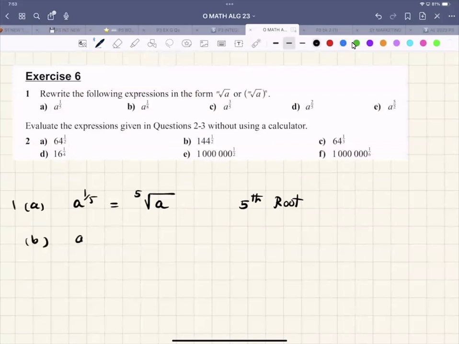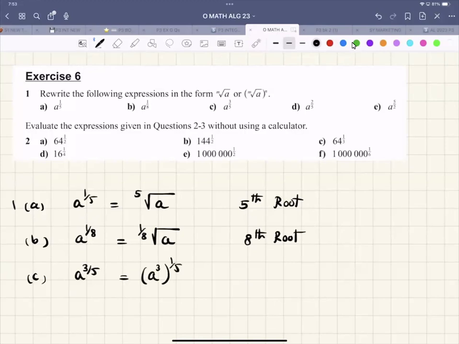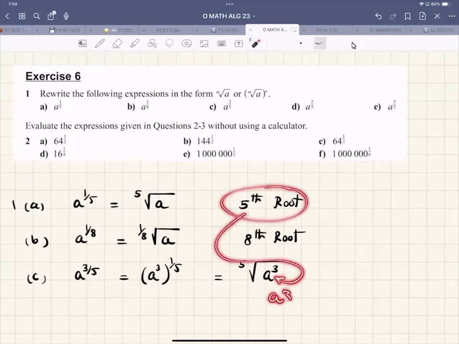Part B, a raised to power of 1 over 8 can be written as the root sign, a inside, 8 on the outside, that is the 8th root. What about part C? A raised to power of 3/5 can be written as a raised to power of 3 raised to power of 1/5. That is a cube on the inside and power 5th on the outside. So basically it means the 5th root of a cube. Got the idea? The 5th root of a cube.